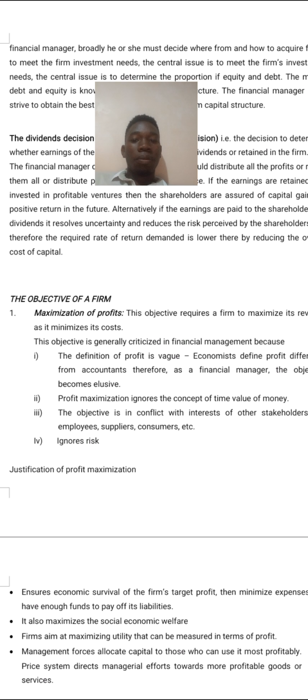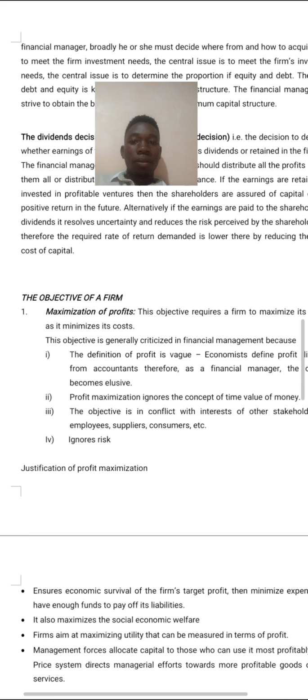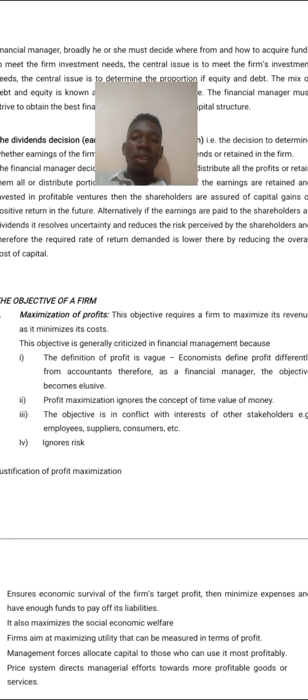or criticisms. One, profit maximization ignores the concept of time value of money. As you're planning to maximize profits, it can take you 5 years to make profits. But remember, that is a very big period of time. Therefore, it is ignoring the time value of money. You should achieve profit at least within a short term as you are heading towards the long run. So it ignores the concept of time value of money. Another one, the objective may be in conflict with the interests of other stakeholders like employees, suppliers, and consumers.